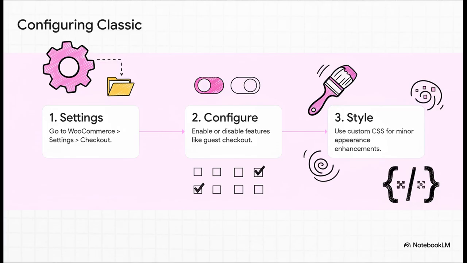Now, configuring the classic checkout isn't really about building anything. It's more about tweaking. You just head into your settings, you can flip features like guest checkout on or off, and maybe you add a little bit of custom CSS, that's just some styling code, to make a few small visual changes. It's all managed right there in your settings panels.